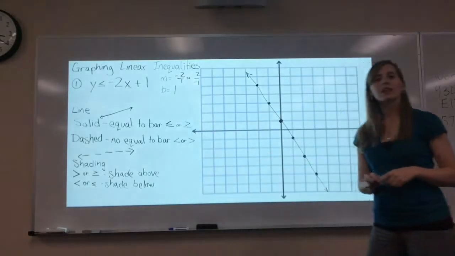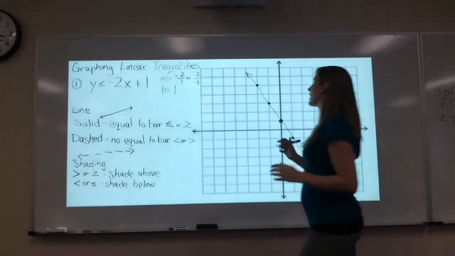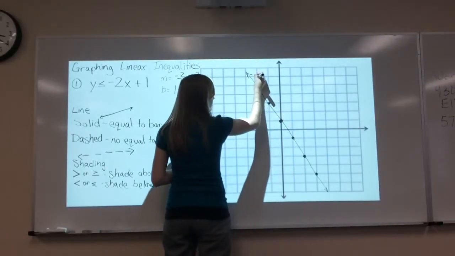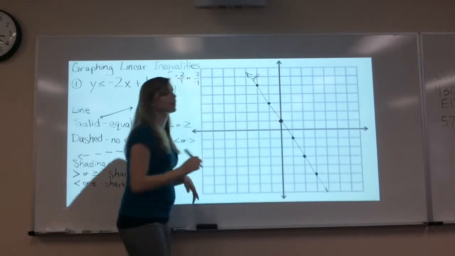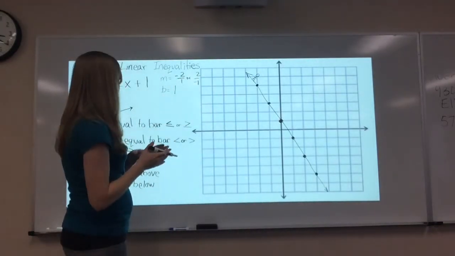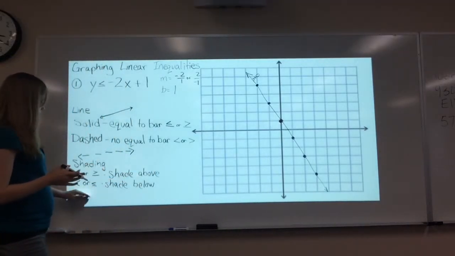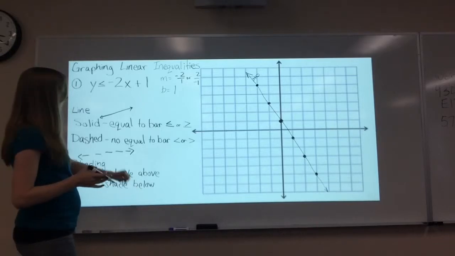Okay? Now, last step, we need to shade. I like to draw my person. Remember the person that we would draw on the lines to figure out if it was going uphill or downhill for the slope? I'm going to draw the person on my line. If it's greater than, I will shade above. If it's less than, I will shade below.